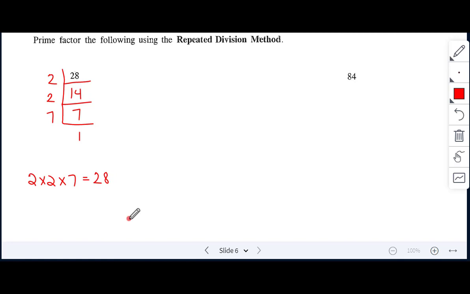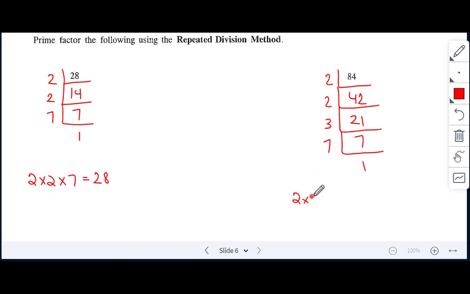All right, for the 84, we had done that as an example already, but let's divide that by 2. 84 divided by 2 gives me 42. We can divide that again by 2 to give me 21. Continue to divide by prime numbers. So we can divide that by 3. That gives me 7. And then we'll divide the 7 by 7 to give me the 1. So the prime factorization of 84 is 2 times 2 times 3 times 7 to give me 84.